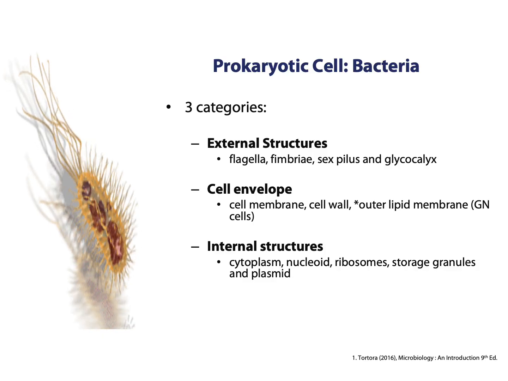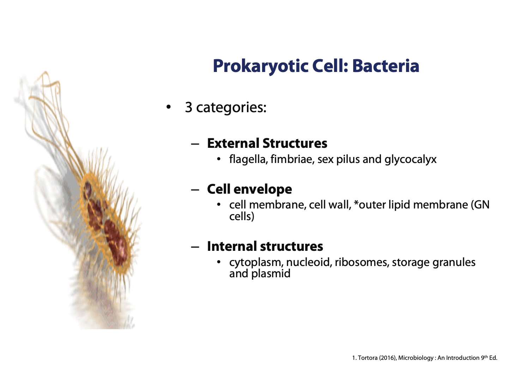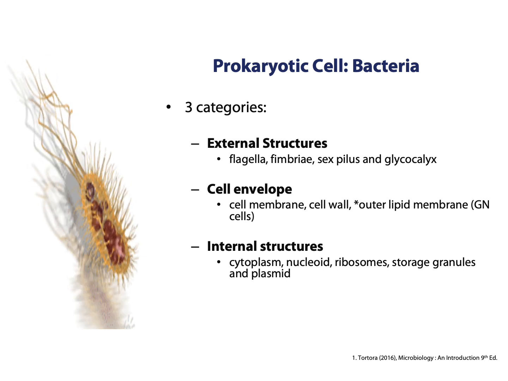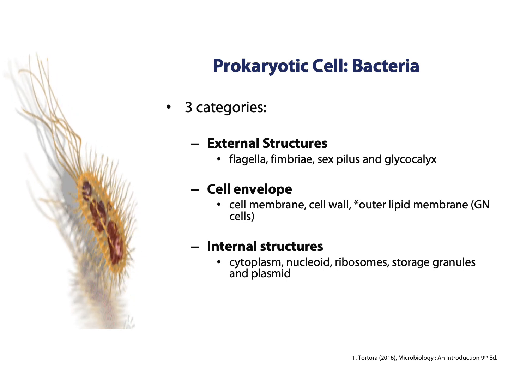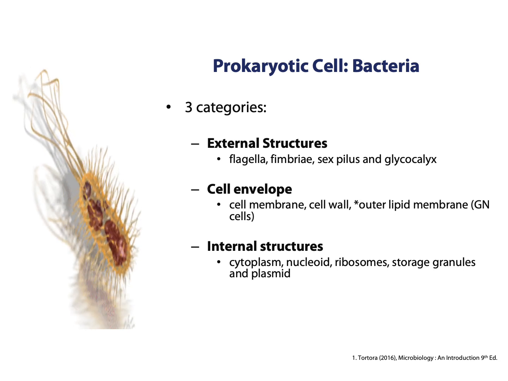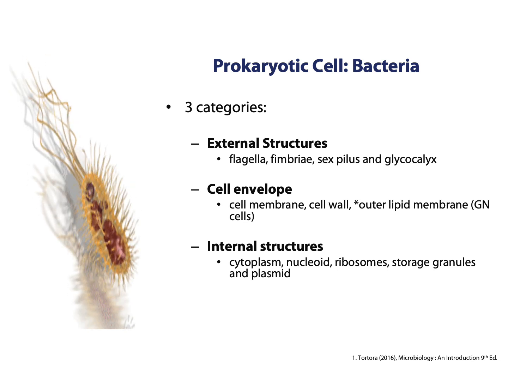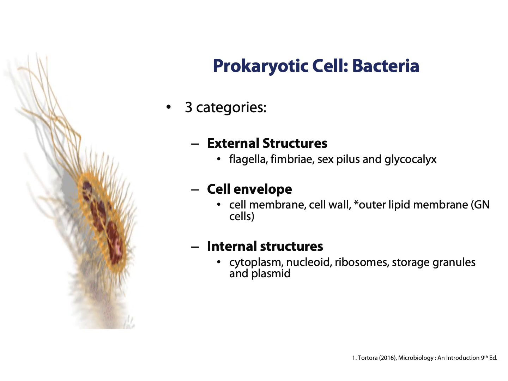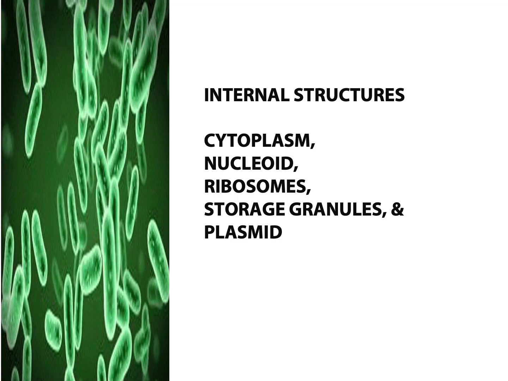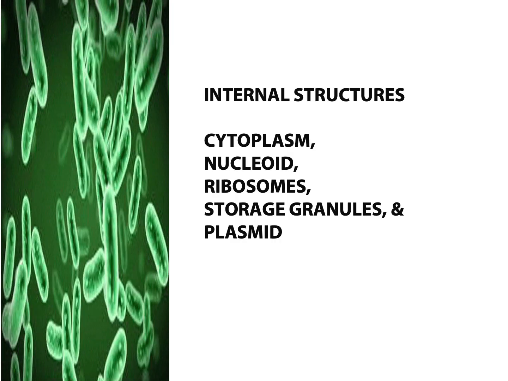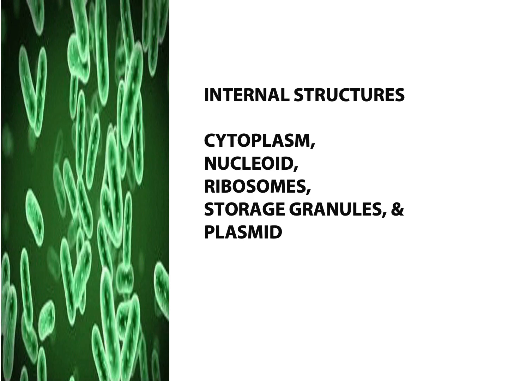Your prokaryotic cell structures are subdivided into three: the external structure, the cell envelope, and the internal structure. Let's start with the cell's internal structure. You have the cytoplasm, the nucleoid, ribosomes, storage granules, and plasmids.